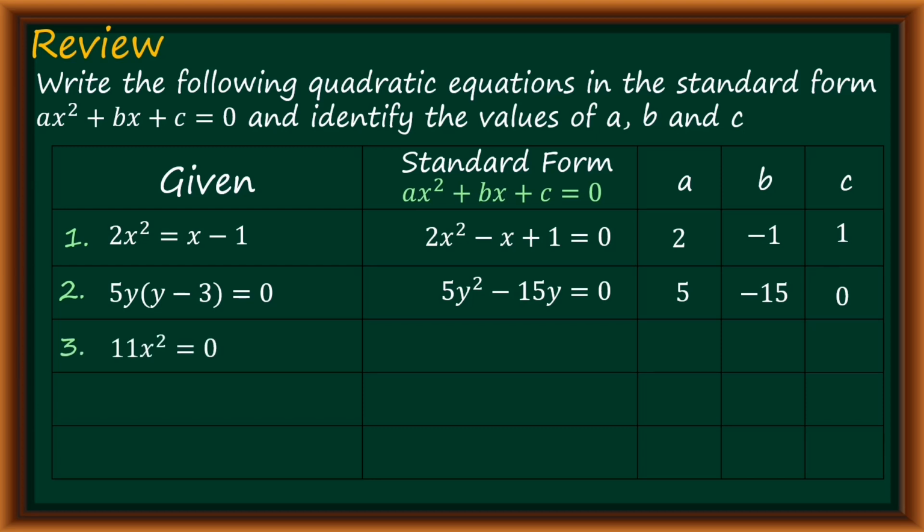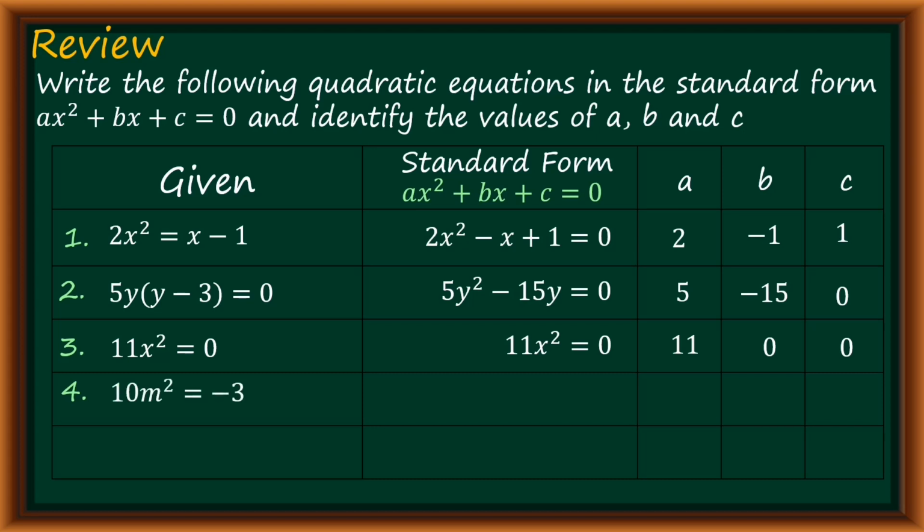Next, number 3, we have 11x squared is equal to 0. This given equation is already written in the standard form, so let us just copy in the second column, where a is equal to 11, b is equal to 0, and c is also equal to 0.